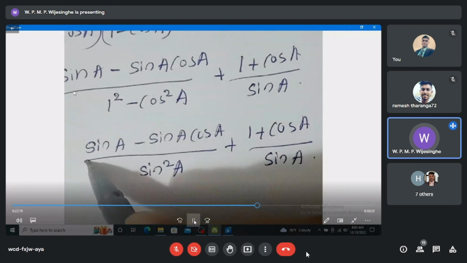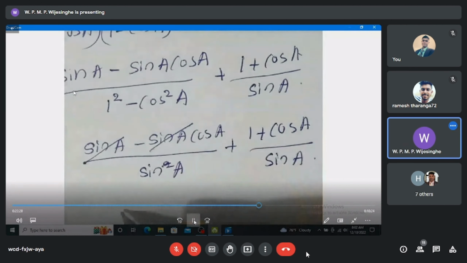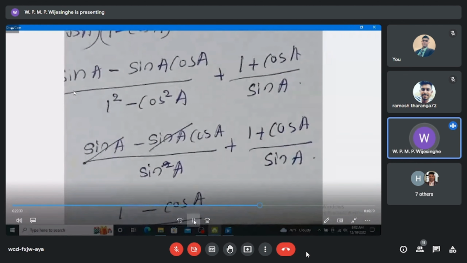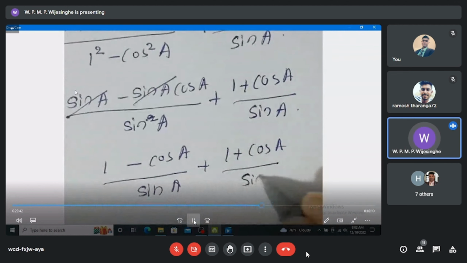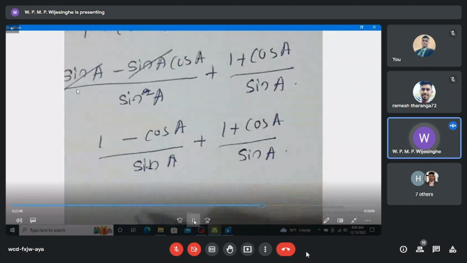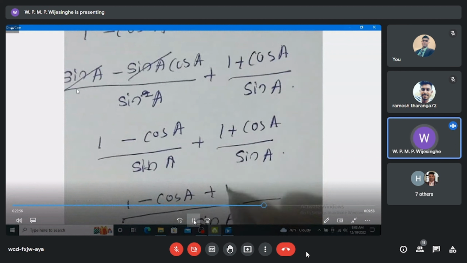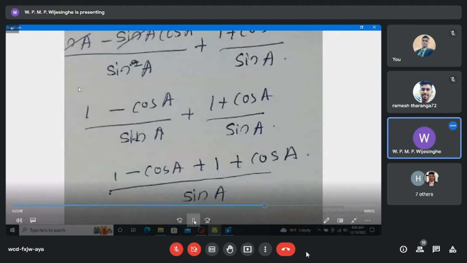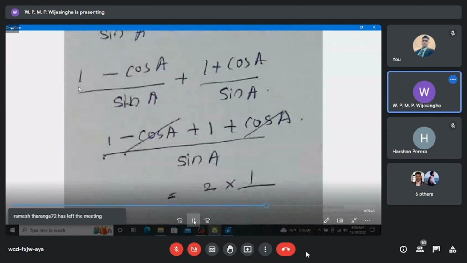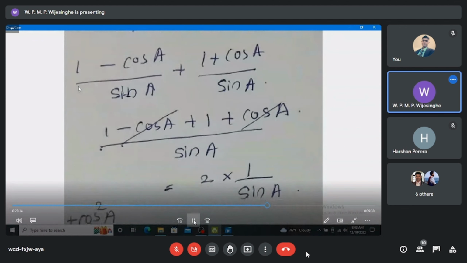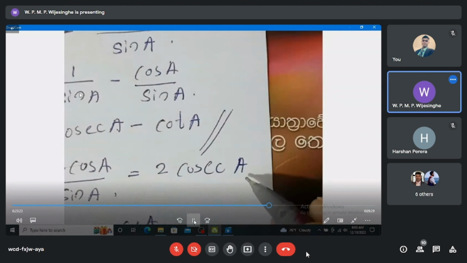This one side can be cancelled. Here sin, this one sin and this one sin. Then it is 1 minus cos A divided by sin A plus 1 plus cos A divided by sin A. Both are having the same denominator. I take it as common denominator and write 1 minus cos A plus 1 plus cos A. Right? Here minus plus. Then it remains 2 times 1 over sin A. You know 1 over sin A is equal to cosec A. 2 cosec A. Yes, this is the right hand side what we want.